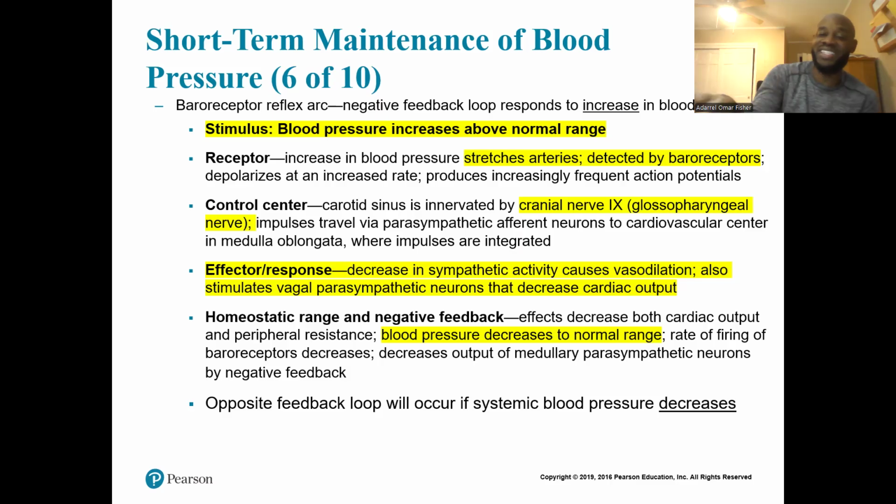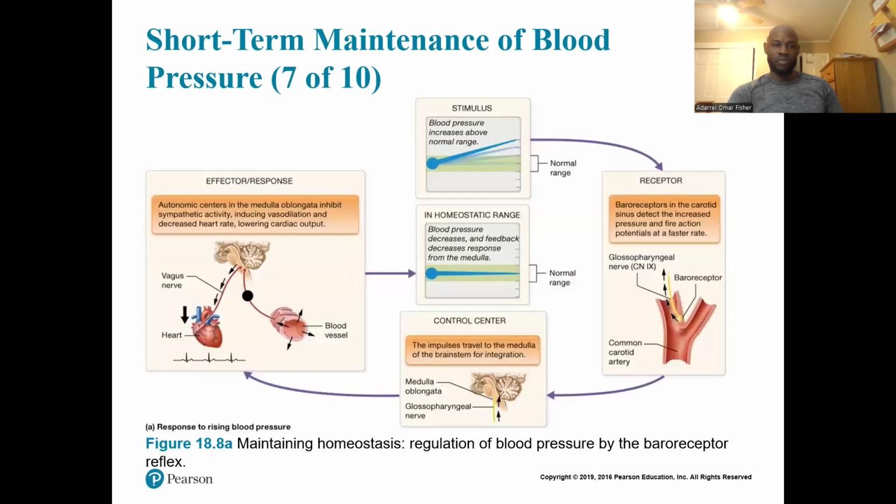A decrease in sympathetic activity causes vasodilation. So we decrease the sympathetic activity. Remember, sympathetic activity causes vasoconstriction. We decrease sympathetic activity, which causes vasodilation. Vasodilation causes blood pressure to go down.